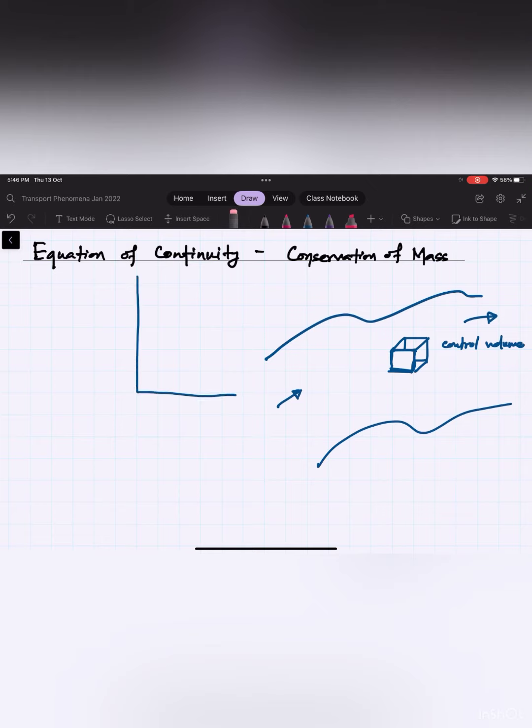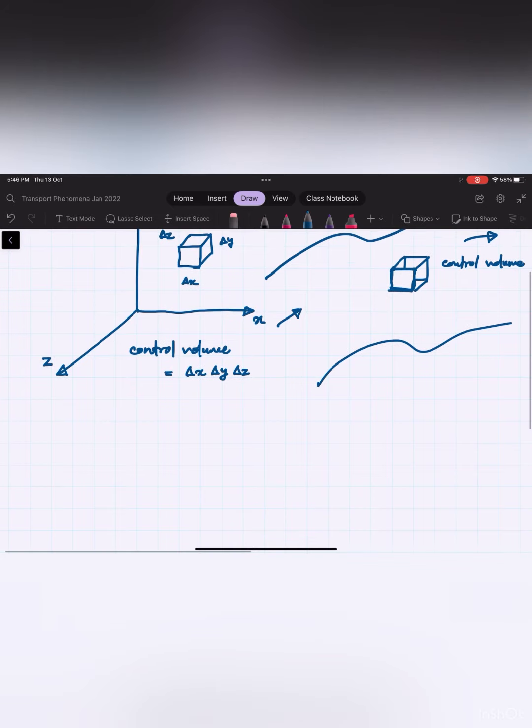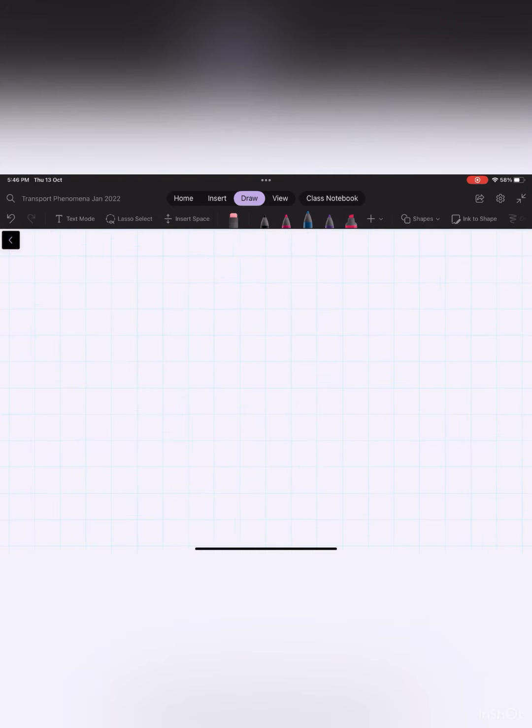Let us consider a rectangular coordinate system that looks like this, with x, y and z components, and inside this we have the control volume, which is a cube of volume delta x, delta y and delta z. So delta x, delta y and delta z are the elemental lengths here in the x, y and z components respectively.